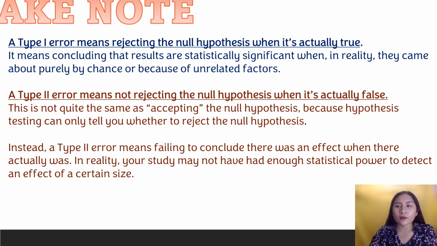So again, I want to make it clear. Type 1 error means false positive, rejecting the null hypothesis even if it is correct, even if tama ito. Now, the type 2 error is false negative, failing to reject or accepting the null hypothesis kahit mali.